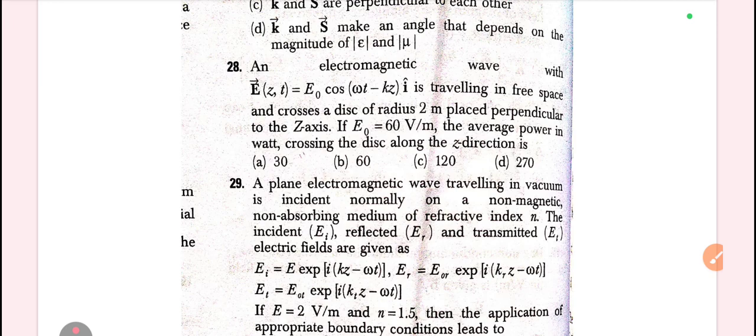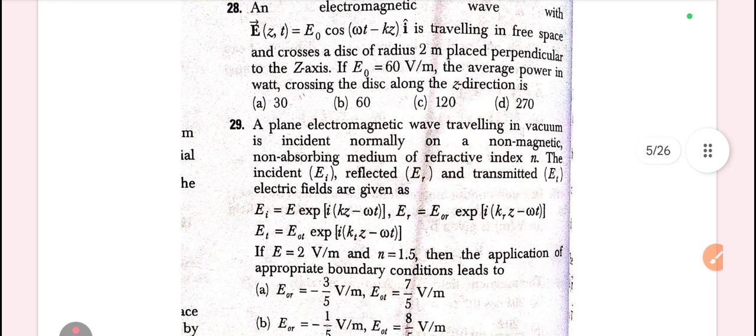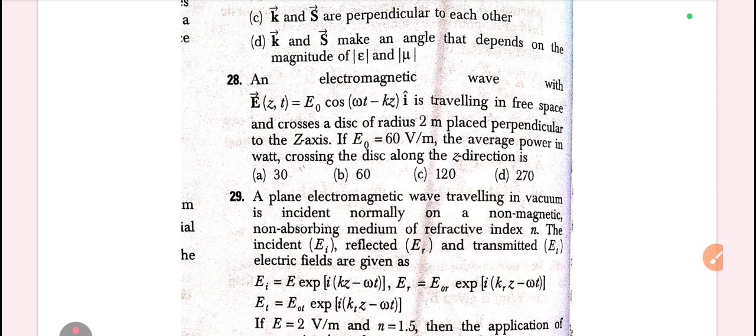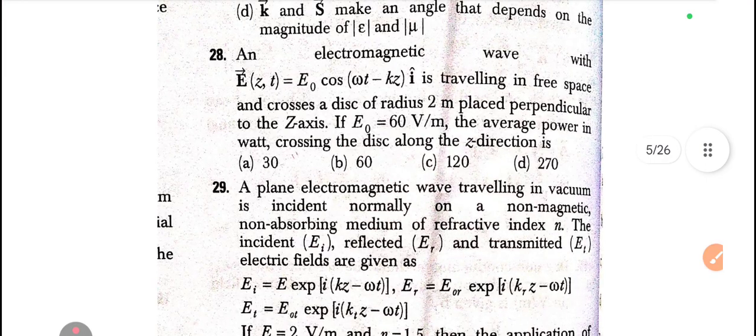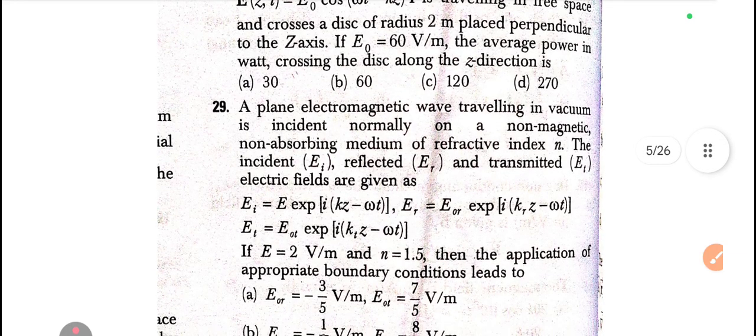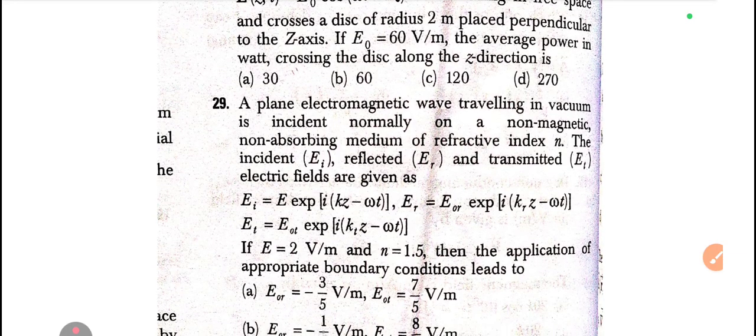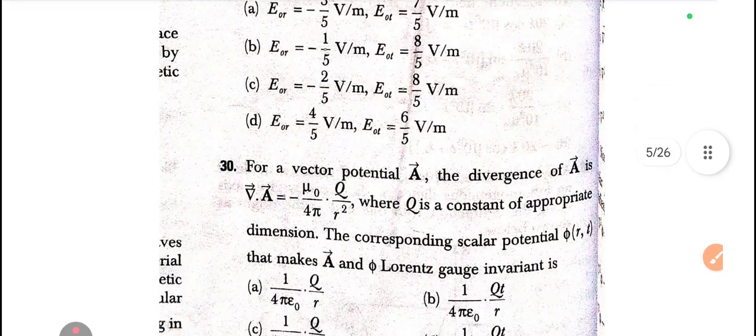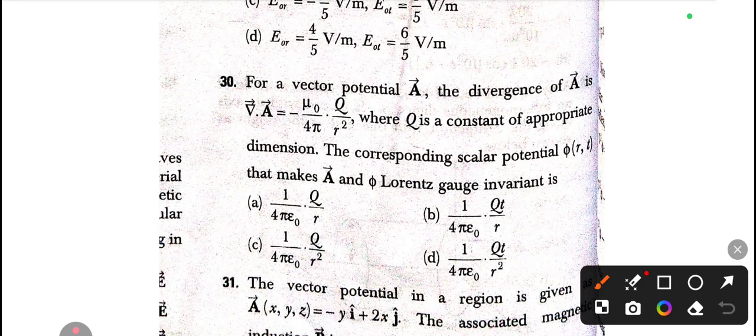This question will take the Poynting vector and then we will be able to solve it. It will take time. I will not be taking this question here for discussion. The correct option for this question is somehow 60. Do it by yourself. And there is another question, also a very lengthy question. I will skip this for the moment. We have question number 30.